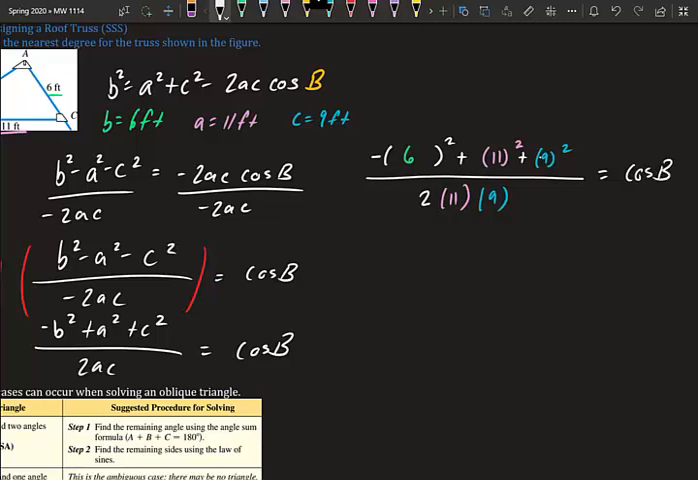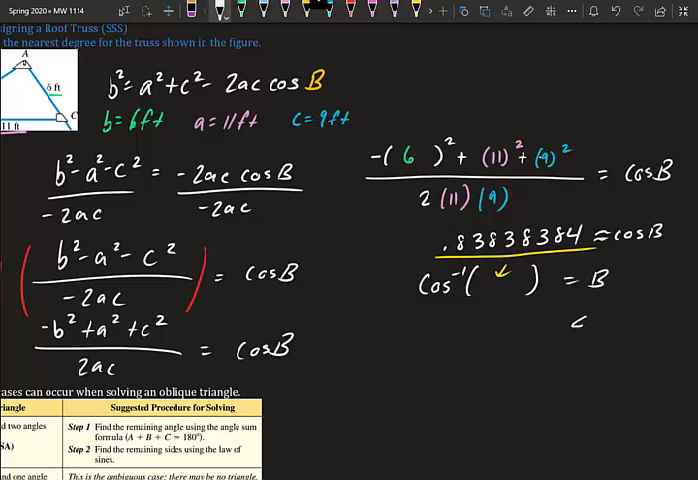All right, so we plug that into our calculator. We get cosine B is approximately 0.83838384. We take the inverse of cosine. All right, we plug that in. So angle B is approximately 33 degrees. All right.